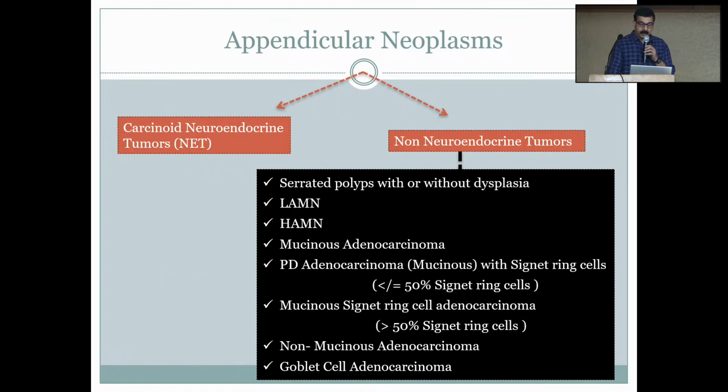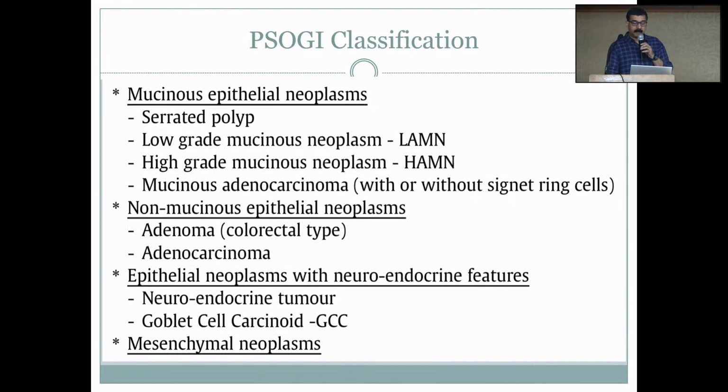Coming to the classification, it can be benign, like serrated polyps, and it can be low-grade neoplasms like LAMN, HAMN, and mucinous adenocarcinoma. Broadly, it can be epithelial and non-epithelial, or carcinoid and non-carcinoid type tumors. In this, we can have high-grade tumors, low-grade tumors, and benign tumors as well.